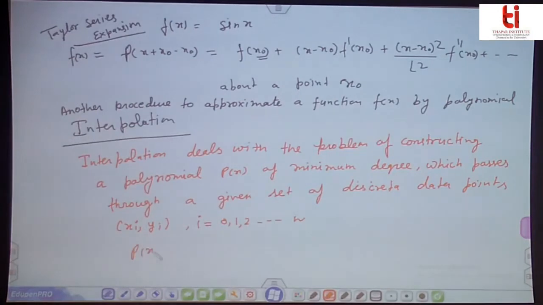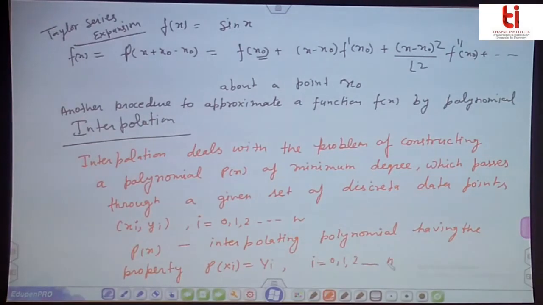Then the polynomial p(x) is called the interpolating polynomial, a polynomial having the property p(xi) equal to yi, where i equal to 0, 1, 2, ..., n. So this polynomial p(x) will agree at the given point xi with yi. So this polynomial p(x) is equivalent to y at the given specific point xi. Okay.